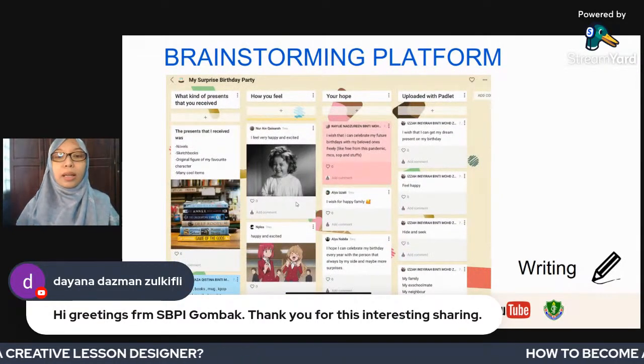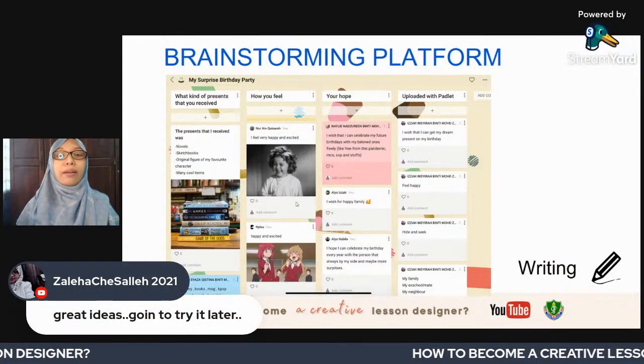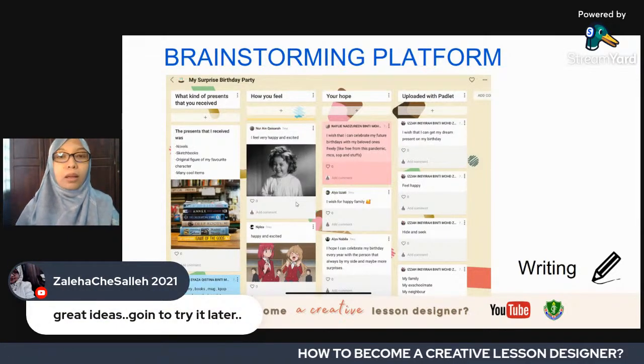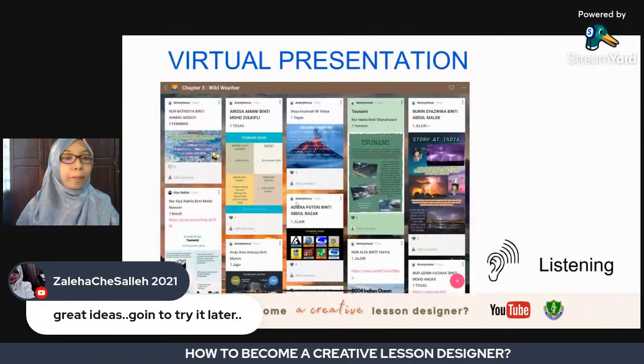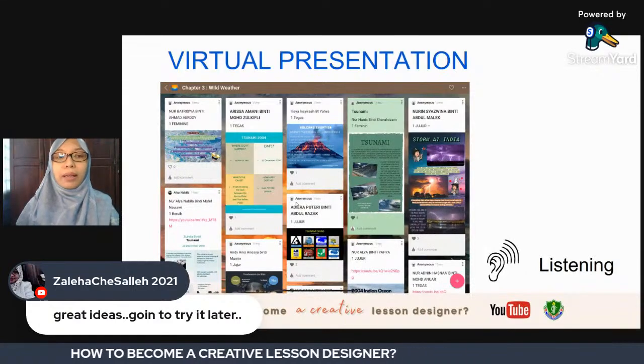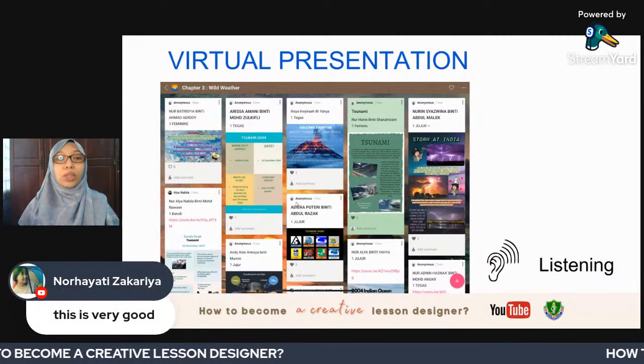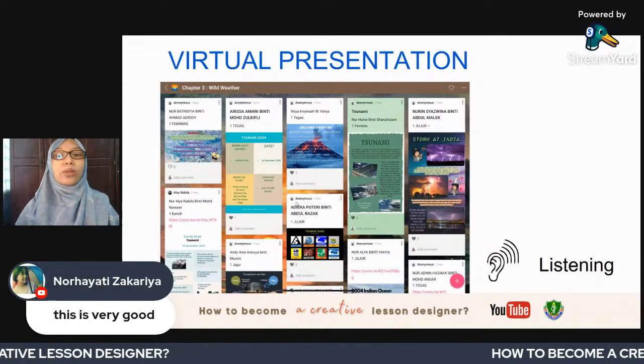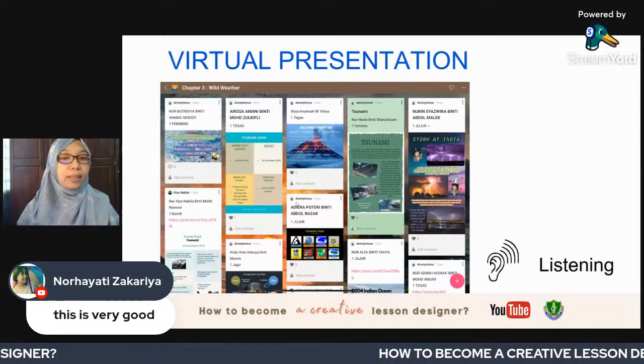So this is another screenshot of the brainstorming activity carried out via Padlet. Okay, next one. Right, so Padlet is also a perfect tool for virtual presentation. So I use Padlet as a medium to showcase the students' work.